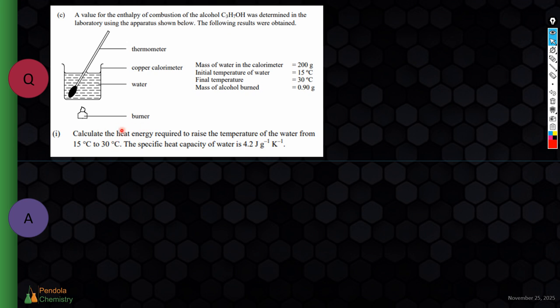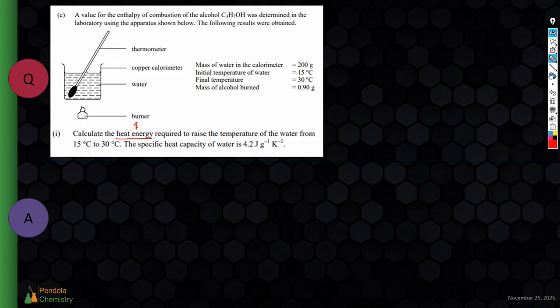So here we're not looking for delta H, we're just simply looking for Q. Again, how do we know that? We know we're looking for Q because this is telling us heat energy required. Heat energy being Q, not delta H. Delta H is either enthalpy change or molar enthalpy change. And so we need to show our calculations here.